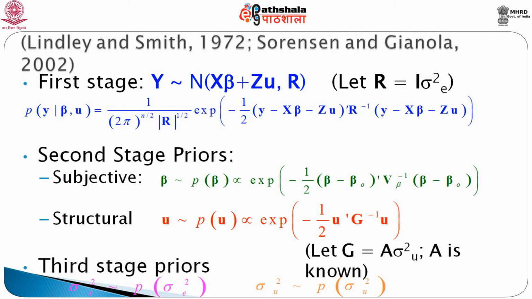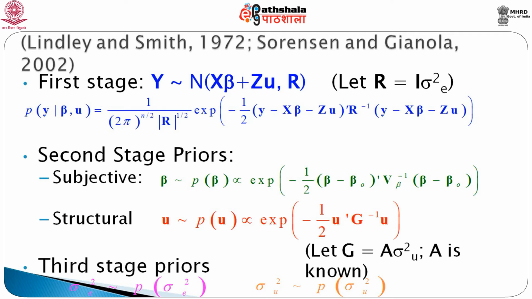So y follows normal x beta plus z u. I should say y given u, because u is the random effect component. So given u, you have the mean x beta plus z u, and the dispersion matrix R. Maybe for simplicity you can take sigma_e squared I. Then you can write down the likelihood function given beta and u to be of this form. You know, the very standard form, the normal likelihood: (y minus x beta minus z u)' R inverse (y minus x beta minus z u), and then the constant terms come up. This is the first stage where you define the likelihood.